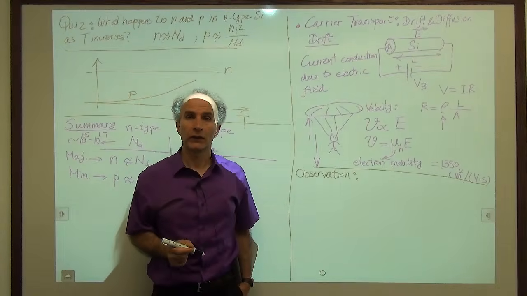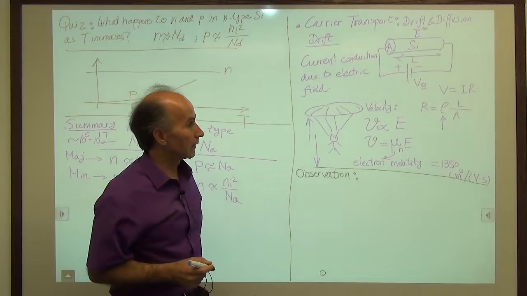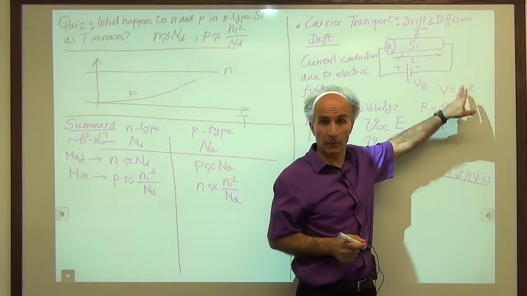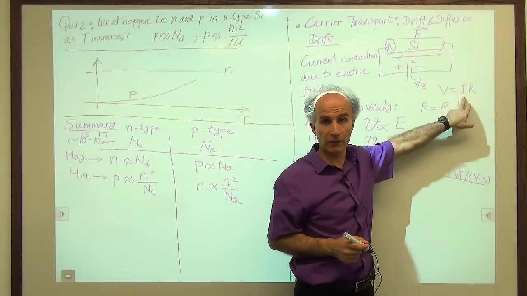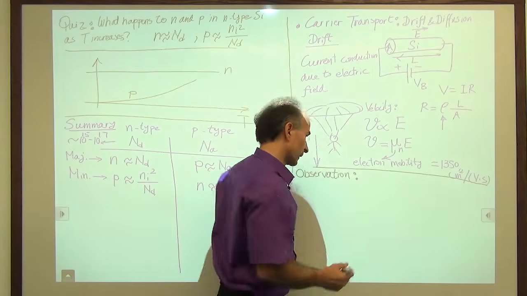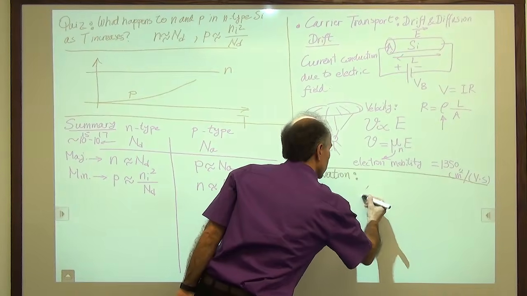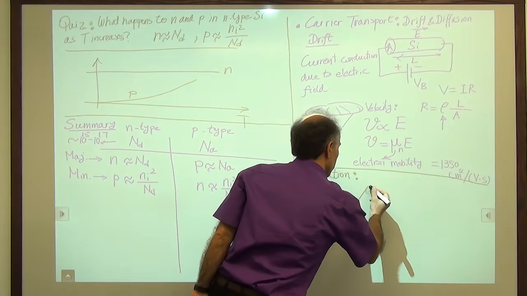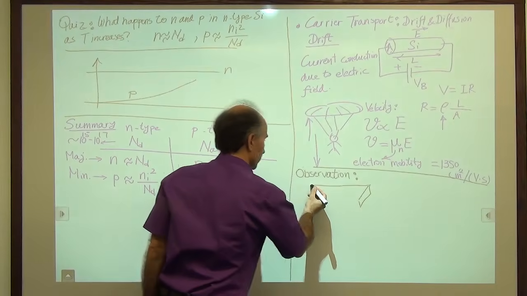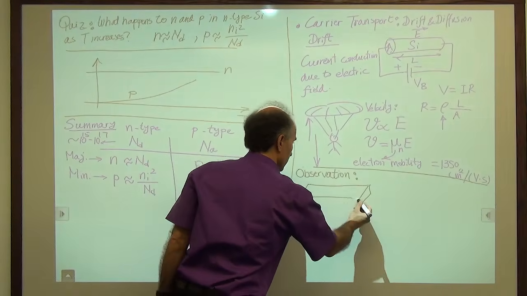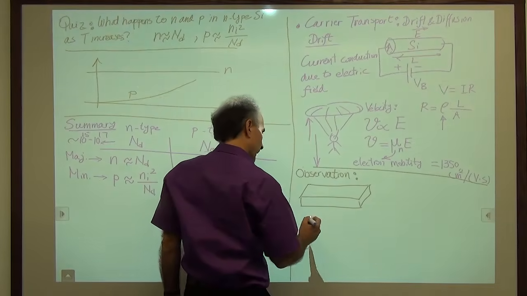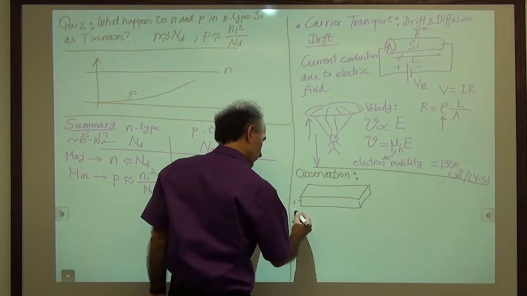Okay, how do we calculate current anyway? Or how do we calculate resistance anyway? Well, one way would be to apply a voltage and measure the current and divide and find the resistance, right? So maybe that's what we should do. Let's take a piece of silicon. So here's a piece of silicon, and we apply voltage to it.